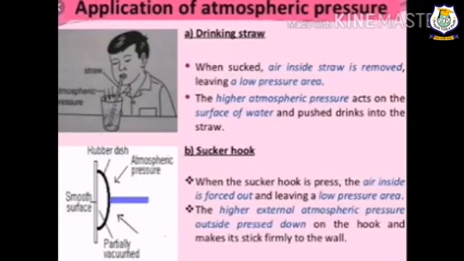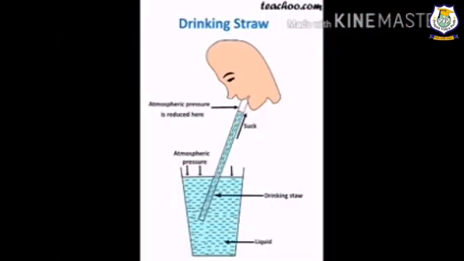Now see the second one. Have you seen that sucker hook ever? If your answer is yes, then you know how it's working. Now I am telling. See, when the sucker hook is pressed, the air inside is forced out and leaving a low pressure area. And the higher external atmospheric pressure outside pressed down on the hook and makes it stick firmly to the wall.